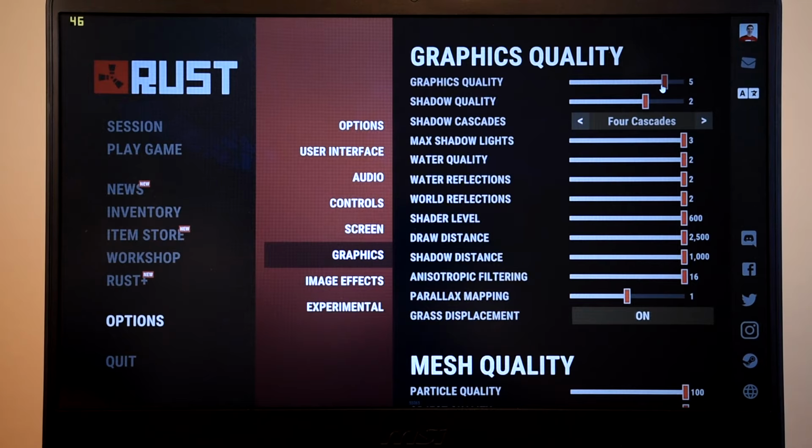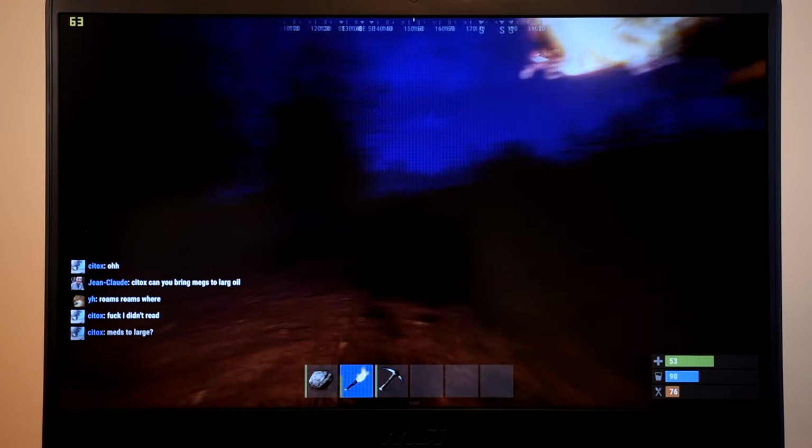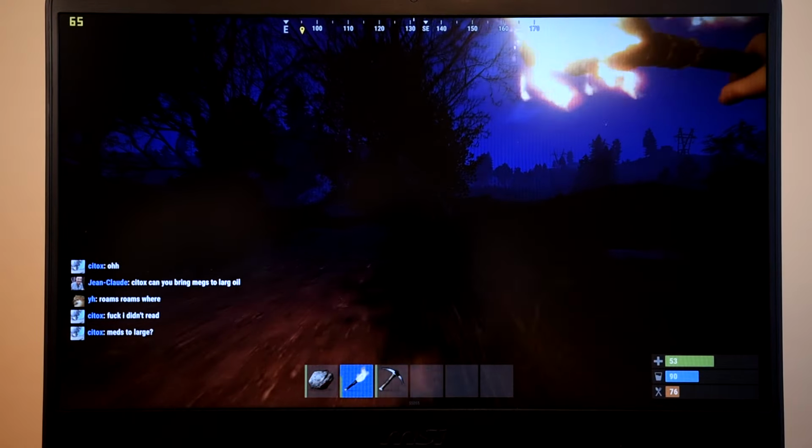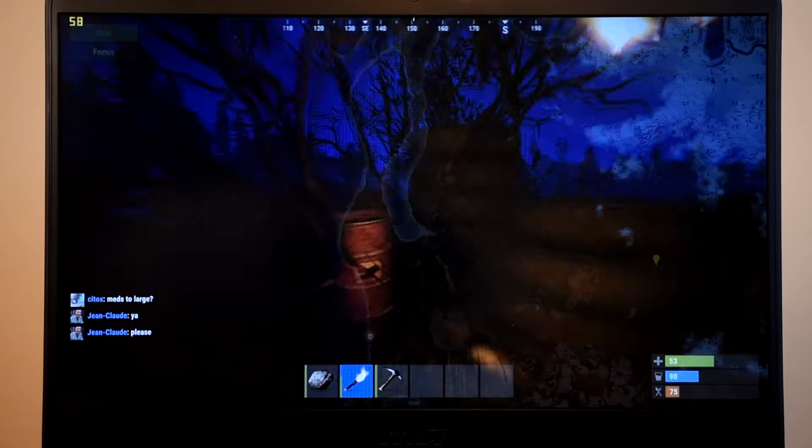Let's try 4 preset. Okay. So that definitely feels smoother. Increased what, about 20-ish frames? Not too bad.